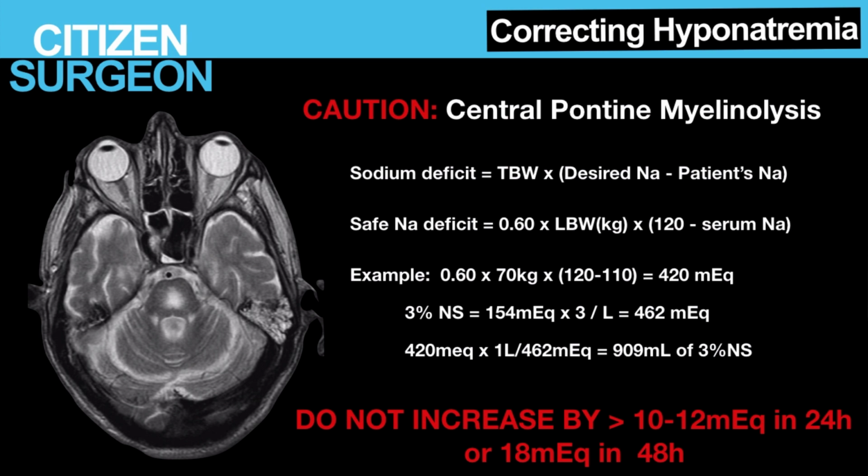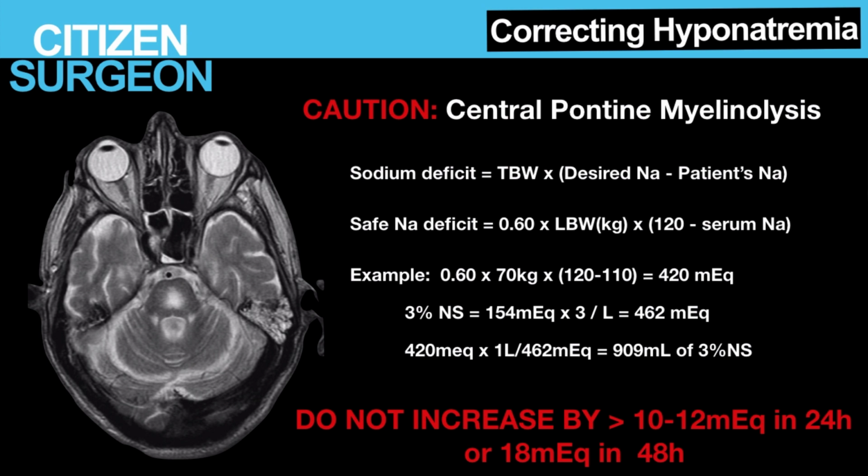Well, know that in regular normal saline, there's 150 milliequivalents per liter. If we increase the concentration of saline, so for example, a 3% solution, that's going to be 154 times 3, or 462 milliequivalents. So we could get there and do a safe correction by giving, and we do some stoichiometry here, 909 milliliters of 3% NS solution should bring us up to our 120 level.